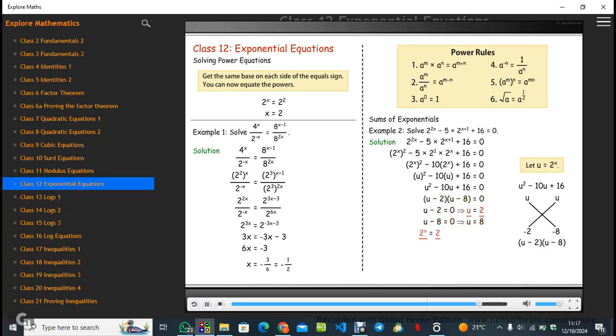However, you are asked to solve for x, not u, so undo the substitution. Solve these power equations by getting the same base 2 on each side. Finally, equate the powers, giving x is equal to 1 or 3.